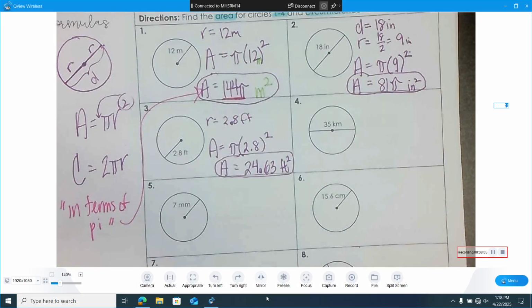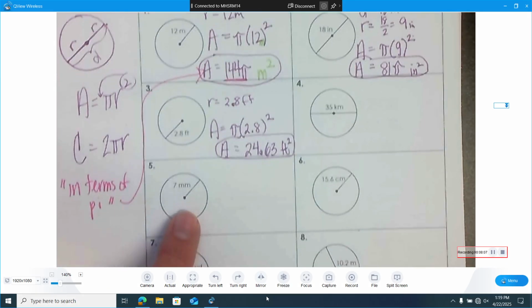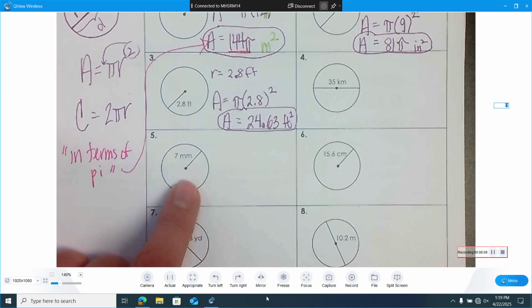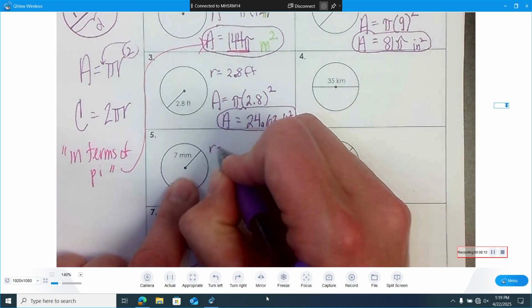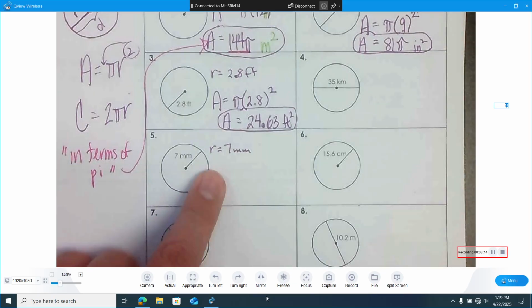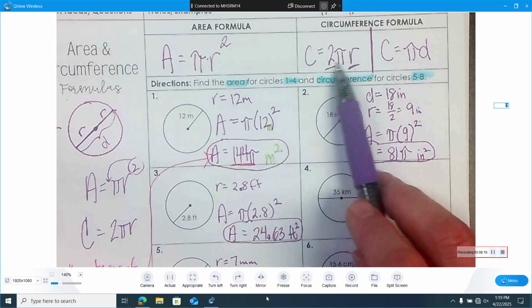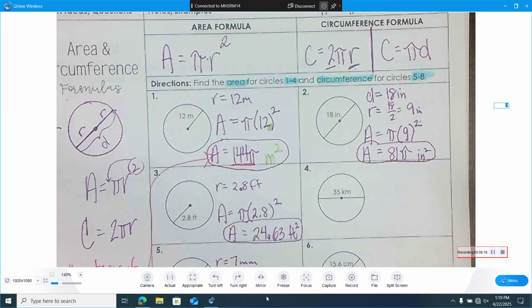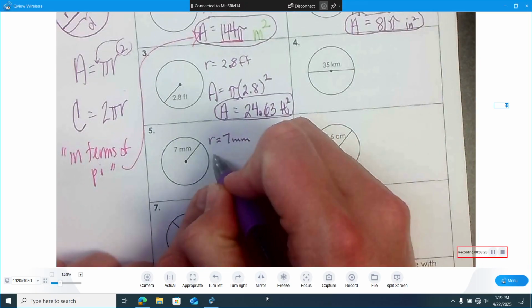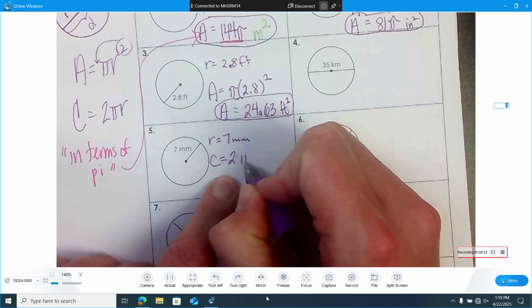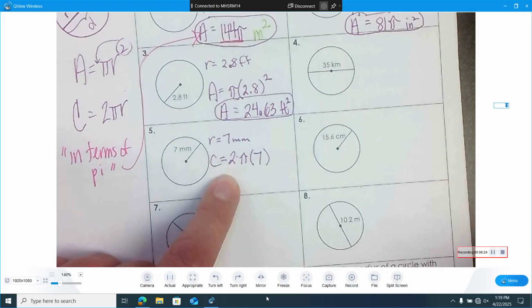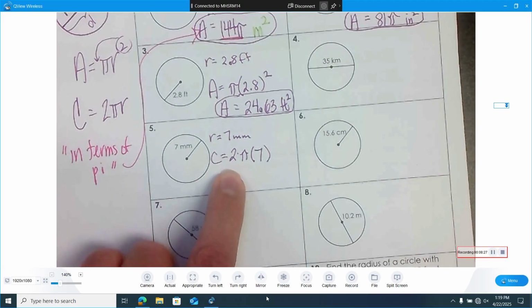Super. Let's skip down to number 5. Number 5, what information are they giving you here? Radius is 7 millimeters. Which formula for circumference are we going to use? The first one. Yeah, 2 pi r is fine. So the circumference equals 2 times pi times the radius. Now again, these are really nice and easy numbers.